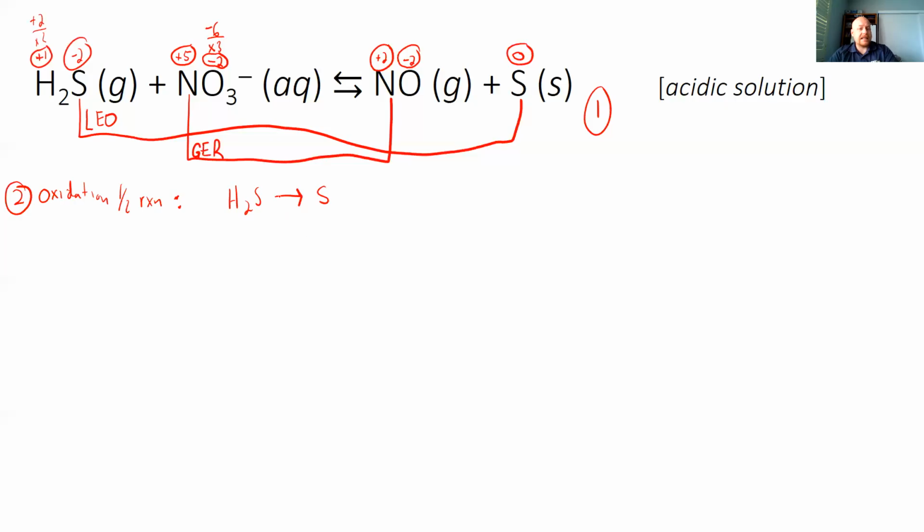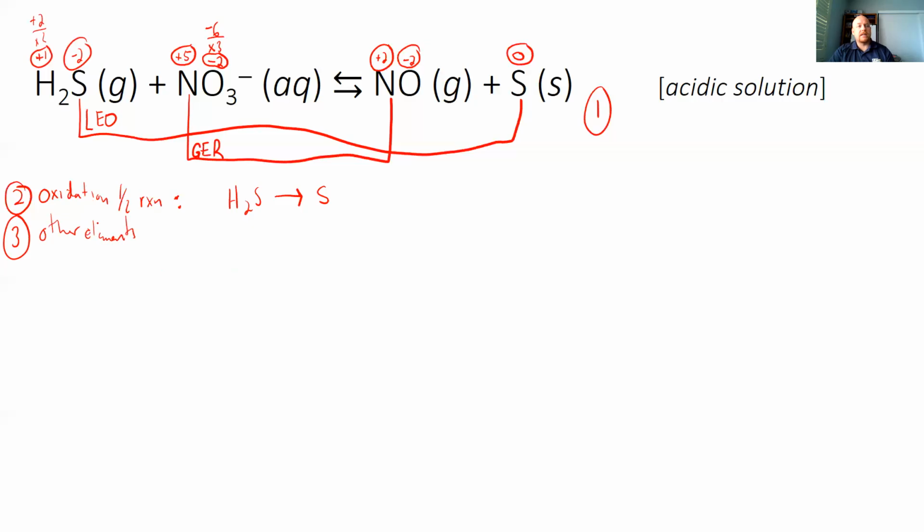Now I don't need to keep my phases in here. In fact, if you don't want to write the phases while you're balancing it, that's fine. But at the very, very end, when you have the totally balanced chemical equation, you need to make sure those phases are in there. So for now, I'm going to leave the phases out. And then we'll add them in at the very end. So there's our start to our half reaction. Step 3, and we'll do the reduction half reaction in a minute. Step 3 is the balancing other elements.